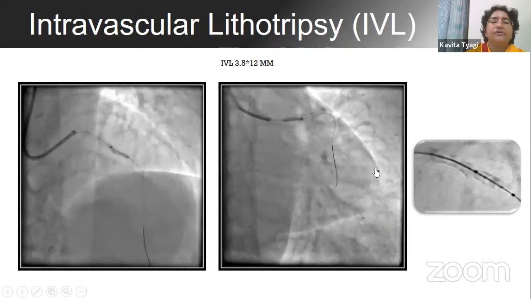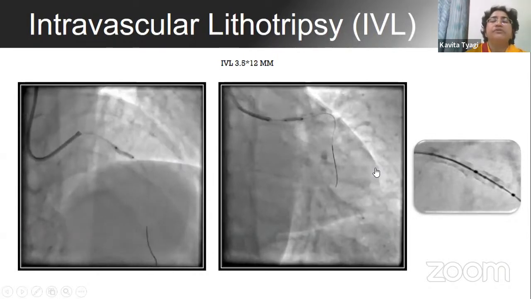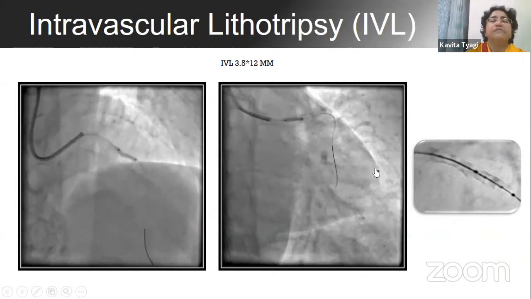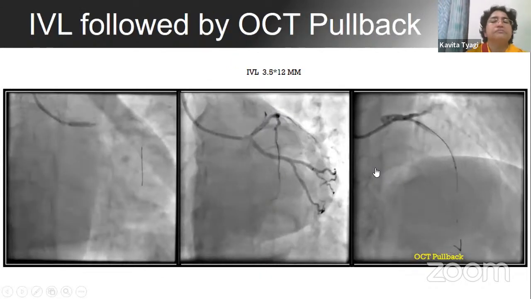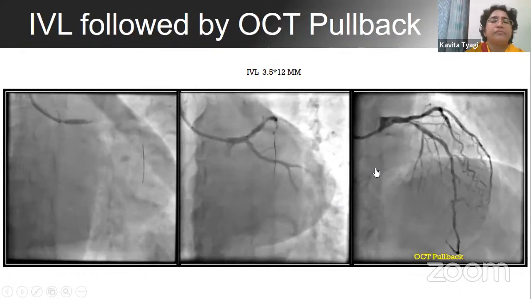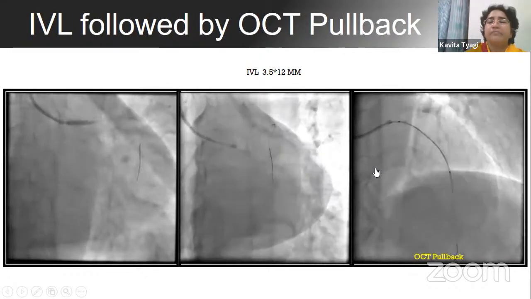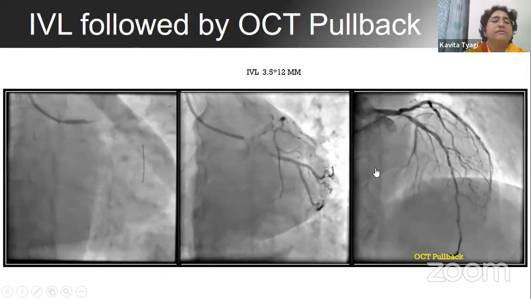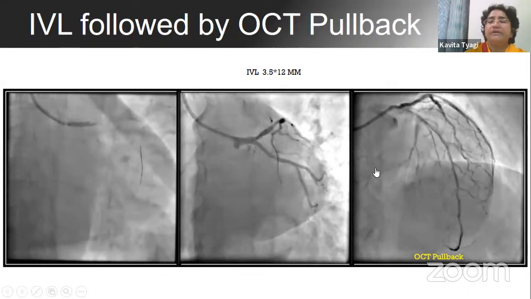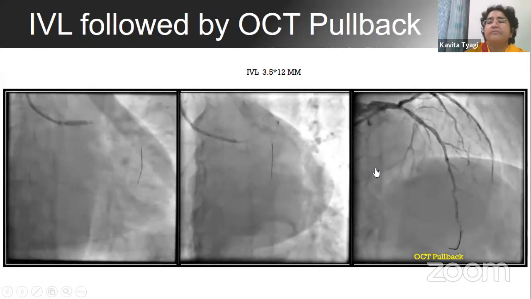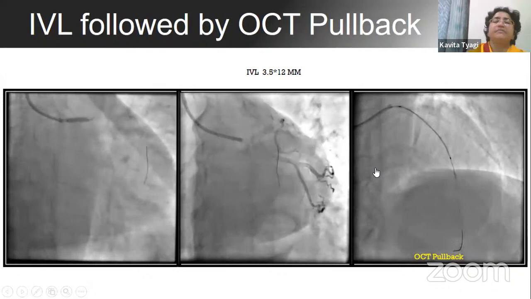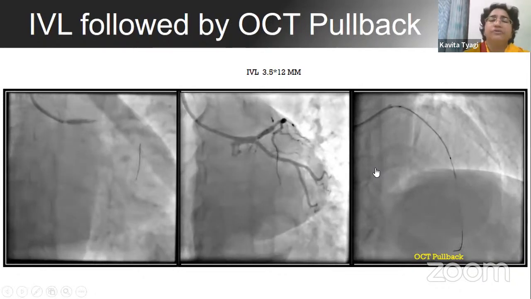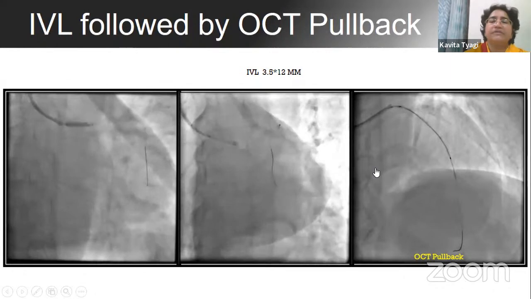So we have seen a nodule of the calcium. So we directly go for, after initial ballooning, intravascular lithotripsy, 3.5 into 12 millimeter in size. After doing this IVL lithotripsy, we have seen the proximal and distal reference vessel diameter, and we have seen that there's a good healthy landing zone, proximal as well as distal.